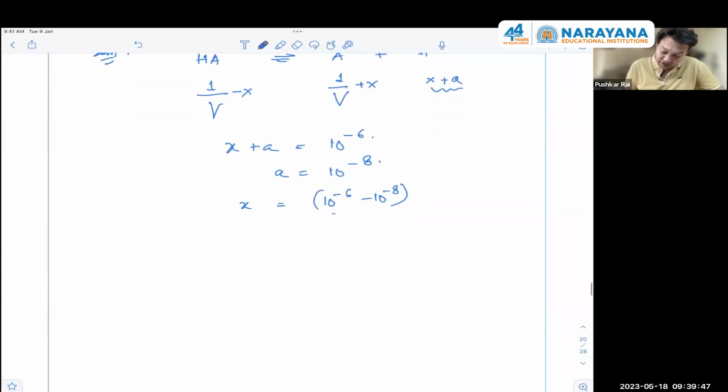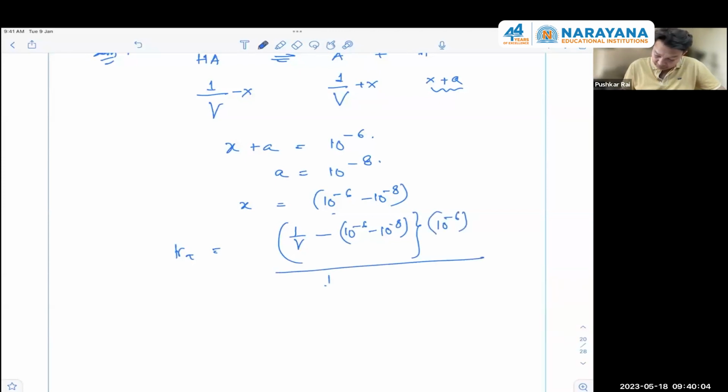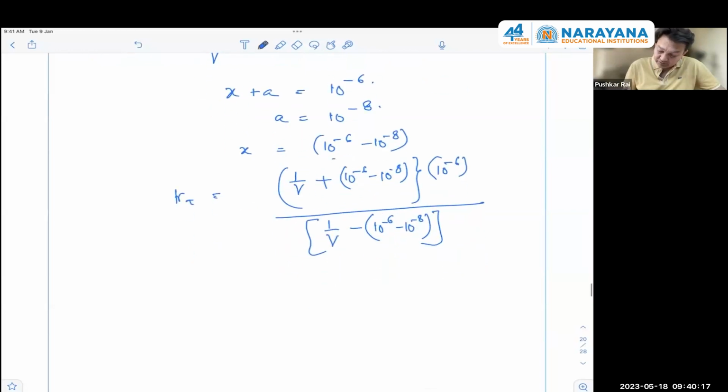Take this value and put it in this equation. So we know K is equal to (1/V minus (10^-6 minus 10^-8)) times 10^-6 divided by (1/V plus (10^-6 minus 10^-8)). If you wish, you can ignore 10 to the power minus 8. Sorry, here we have to add 10 to the power minus 6 minus 10 to the power minus 8. Solve for V.